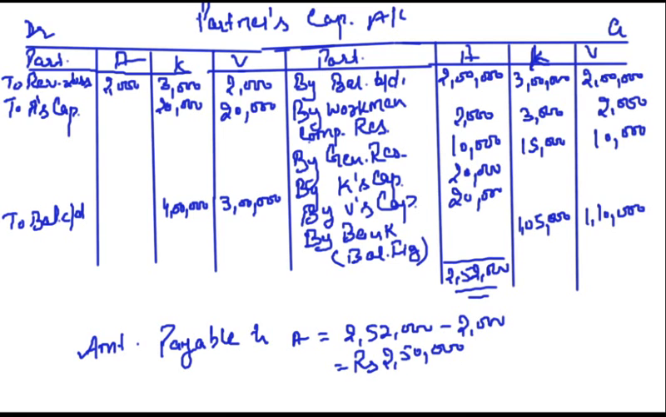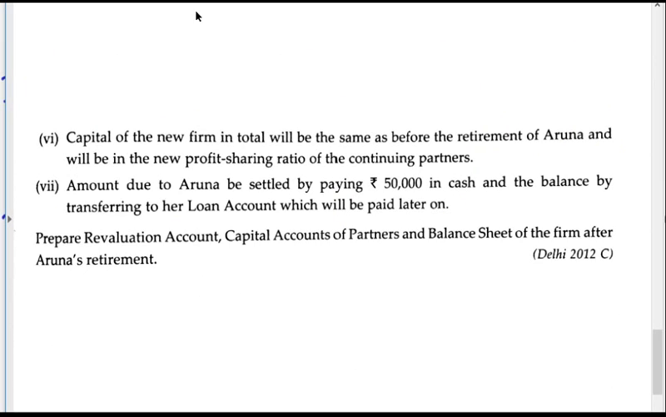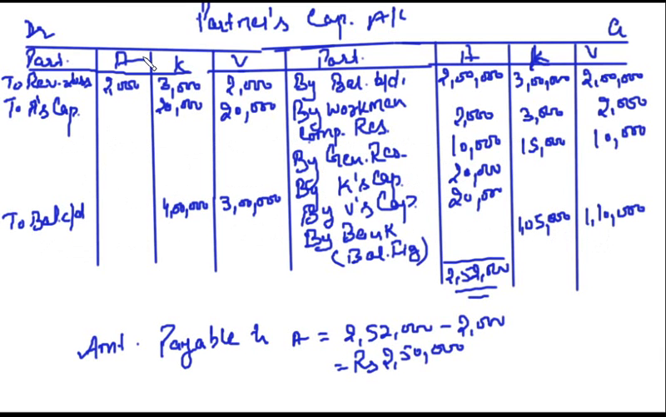Clear? The question says something regarding this. He says the amount due to Aruna, that is the retiring partner, be settled by paying 50,000 in cash and the balance by transferring to her loan account. Whatever the amount is due to the retiring partner, out of that 50,000 we will pay in cash. So you will say to bank 50,000. So what is the remaining amount payable? 2 lakh. That will be transferred to A's loan account as 2 lakh. This will be paid later on.